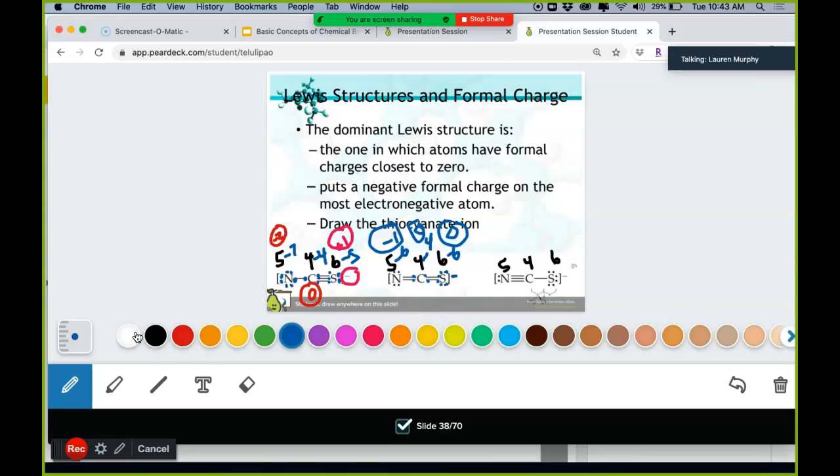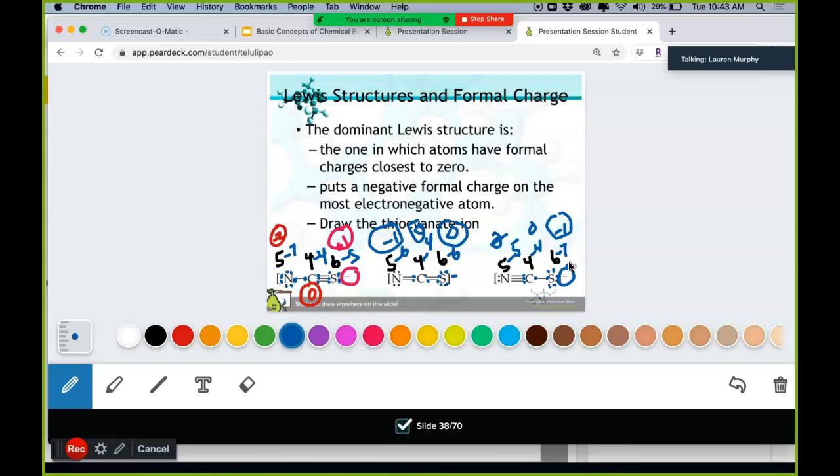Let's do it again. Nitrogen, 1, 2, 3, 4, 5. So that's 0. Carbon, 1, 2, 3, 4. So that's 0. Sulfur, 1, 2, 3, 4, 5, 6, 7. So that's -1. 0 plus 0 plus -1 is a total of -1.